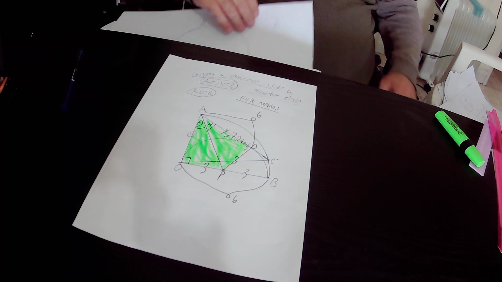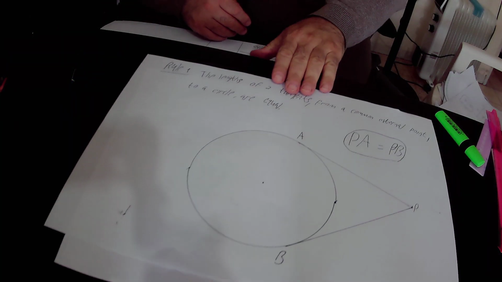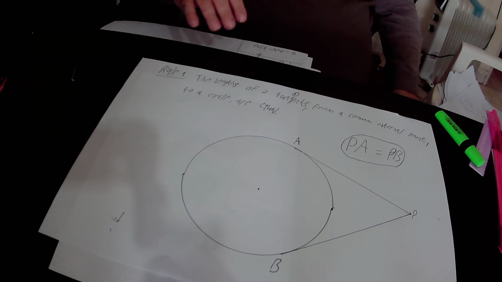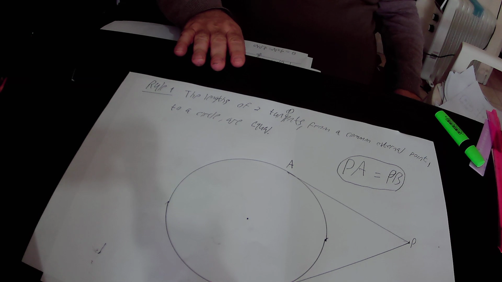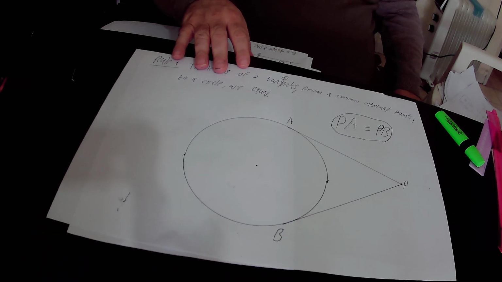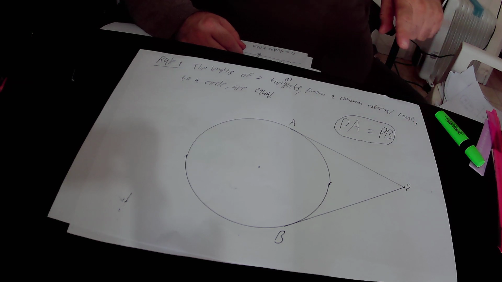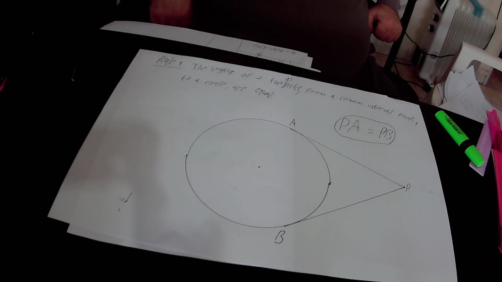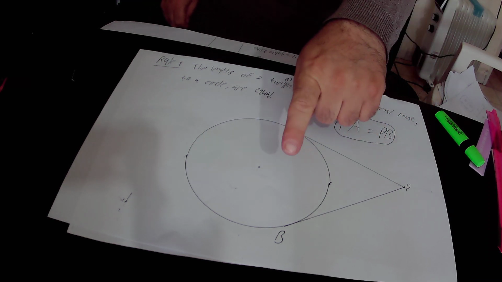And I present to you a new rule, rule number 1. According to rule number 1, the lengths of two tangents from a common external point to a circle are equal. So if we have this circle and the external point, point P, from point P we have two tangents to this circle. The first tangent is tangent PA, and the second tangent is tangent PB.